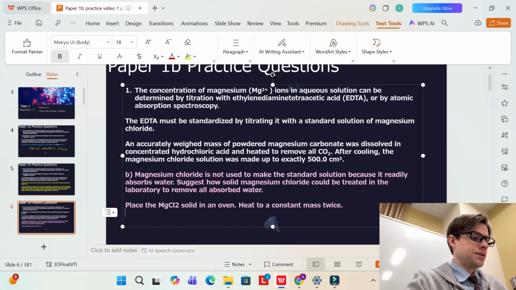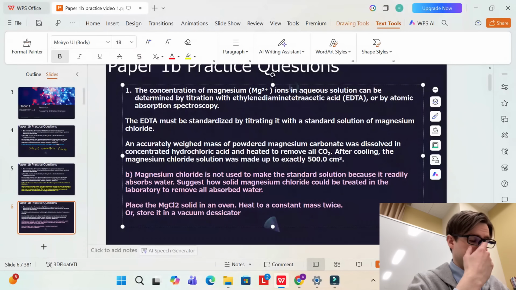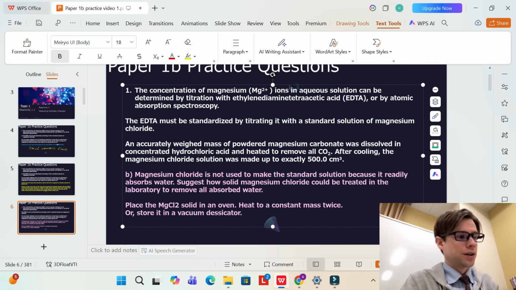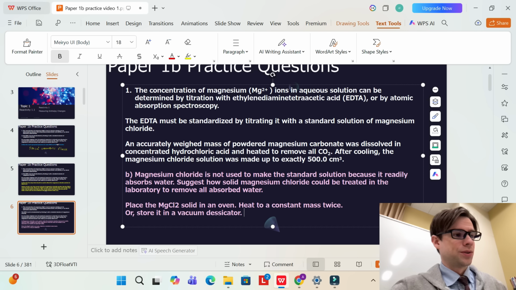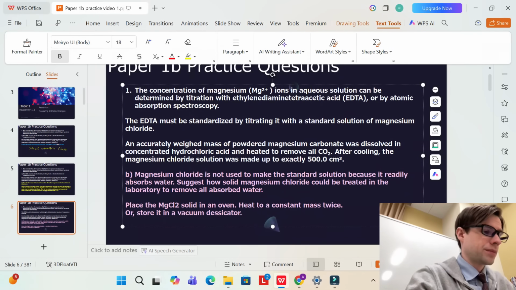The other option is to store it when it's not being used in a vacuum desiccator. This is a special storage instrument that constantly has a vacuum in it and will pull out volatile substances, including water. As long as it's stored in there at least for a day, ideally you'd want to store this whenever it's not being used.